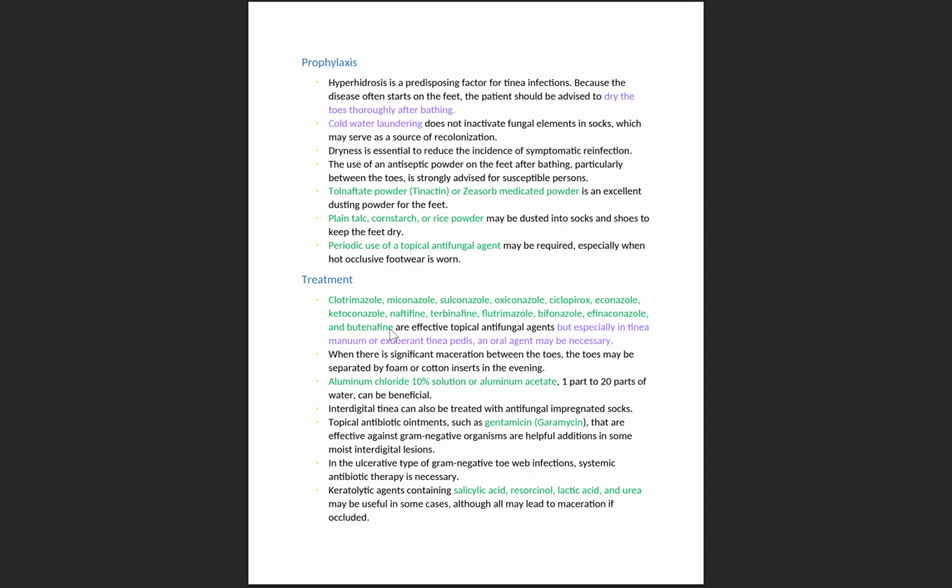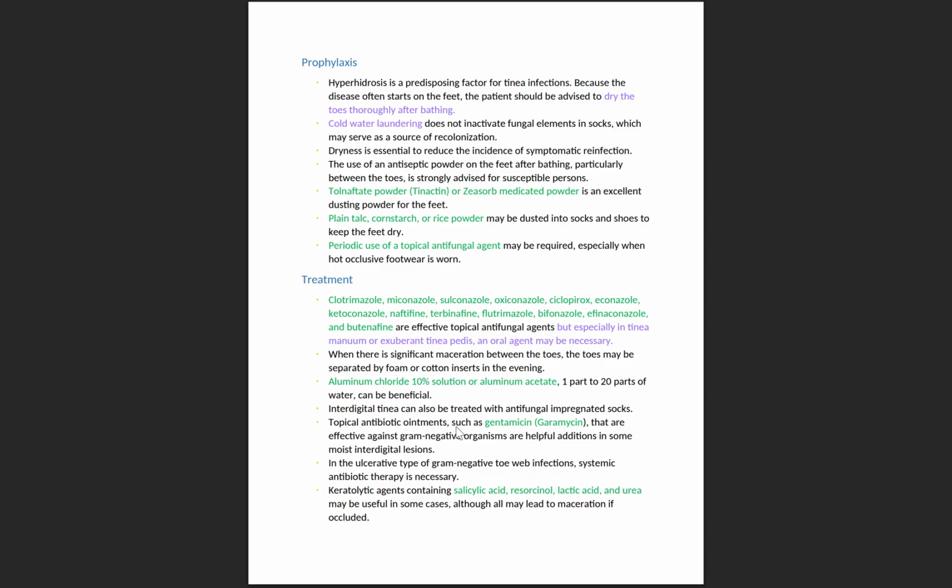التريتمنت هو topical، ممكن هذول أنواع مختلفة من topical are effective, but especially in tinea manum، البيشنت اللي هم يعني يحتاجون systemic therapy. In tinea manum or exuberant tinea pedis, oral agents may be necessary. When there is significant maceration between toes, the toes may be separated by a foam or cotton insert in the evening. Aluminium chloride 10% solution or aluminium acetate 1 part نخففه ب 20 parts of water can be beneficial.